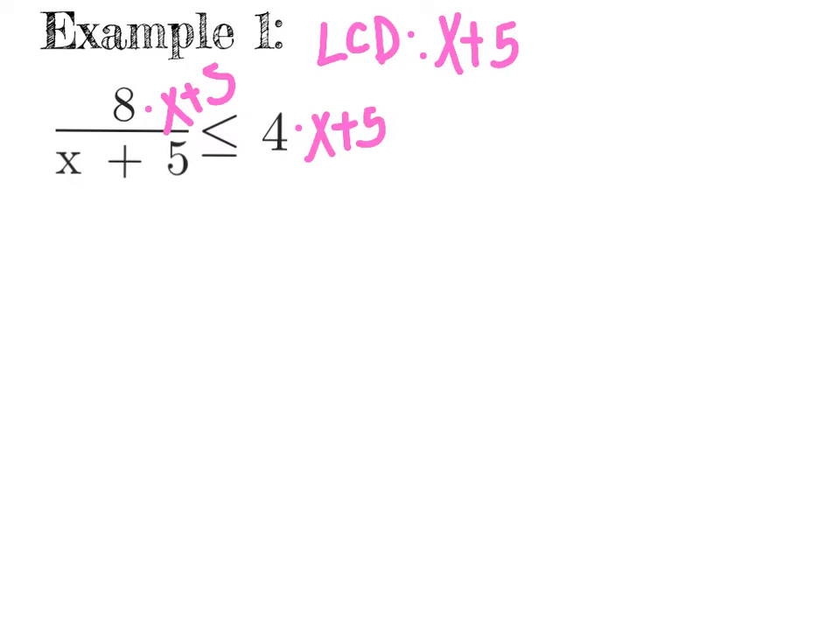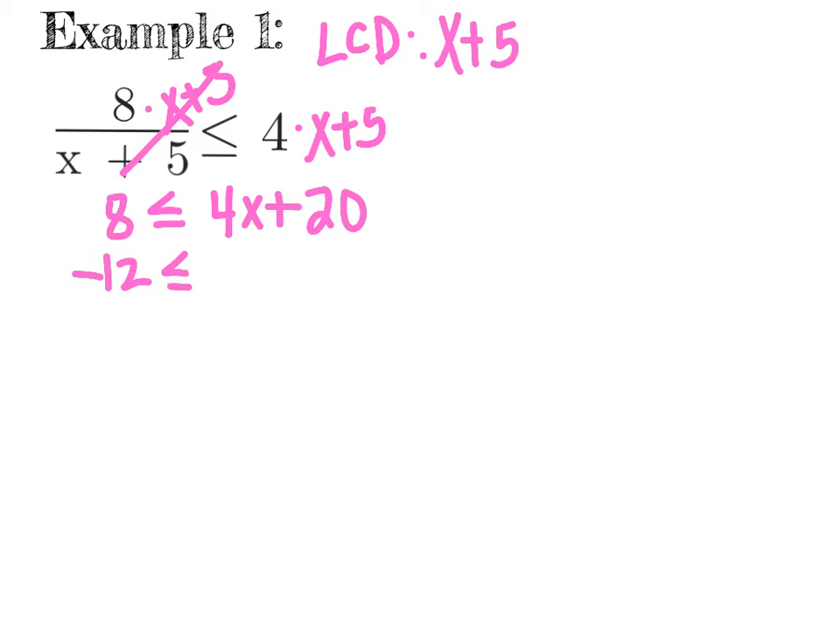And by doing this, the x plus 5's on this side cancel. So I'm left with 8 is less than or equal to 4x plus 20. Subtract 20 from both sides, and we'll have negative 12 less than or equal to 4x. And then negative 3 is less than or equal to x. So basically this is saying that we have negative 3 as a value on our number line, which we're going to test in a second.